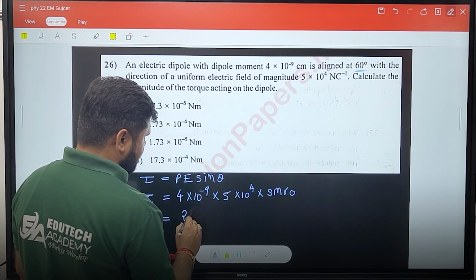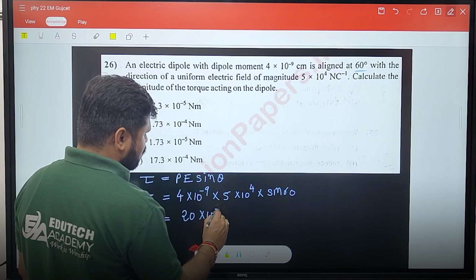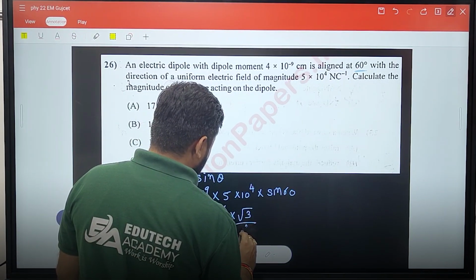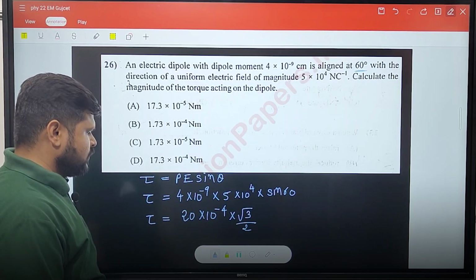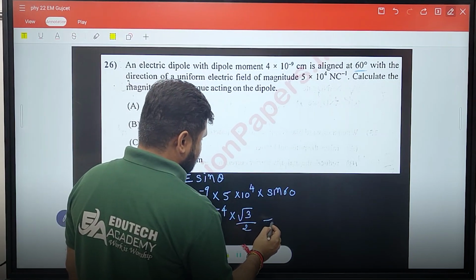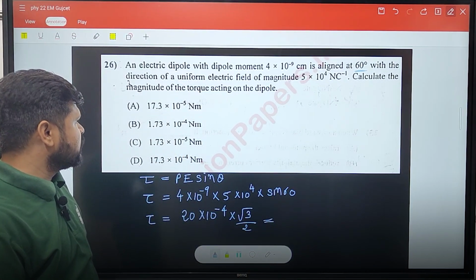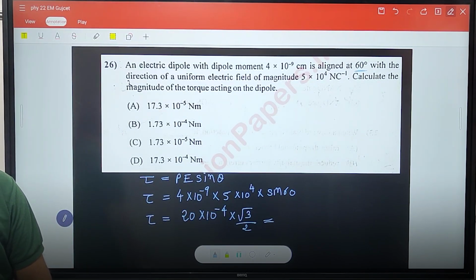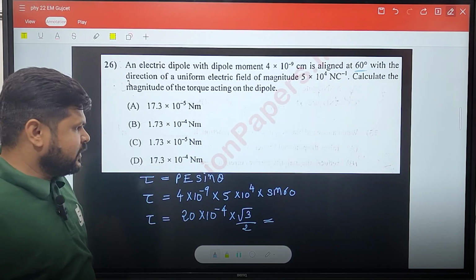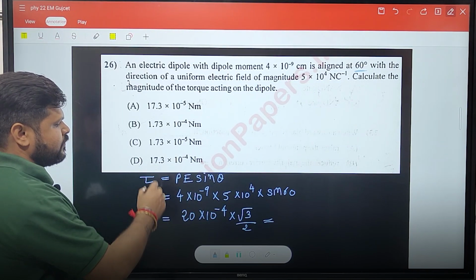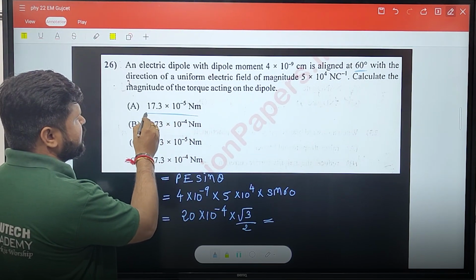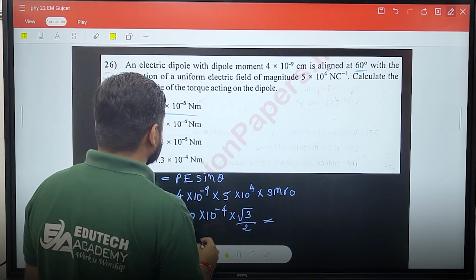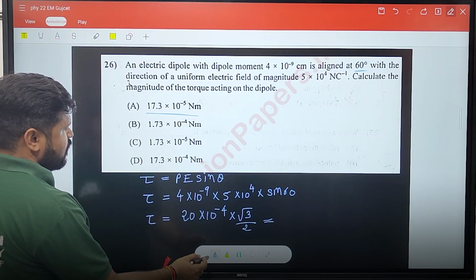4 into 5, 20, into 10 raised to minus 9 and 4, so minus 5, into root 3 by 2. So when you solve, you will have the answer. And in this MCQ, the answer is 17.3 into 10 raised to minus 5. This is the answer. 17.3 into 10 raised to minus 5. Okay. Now the next MCQ.